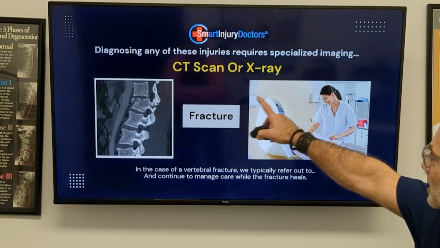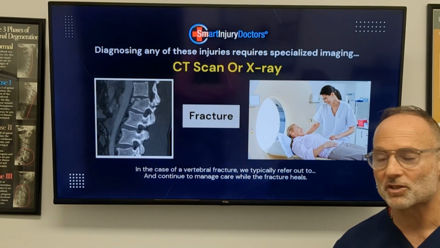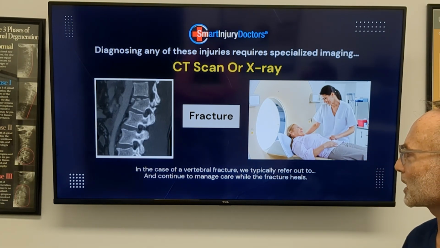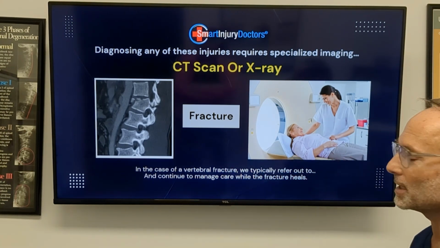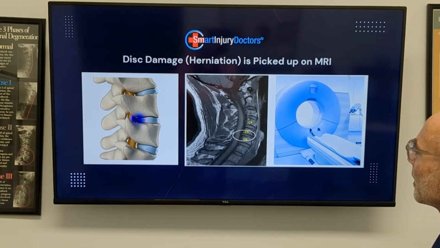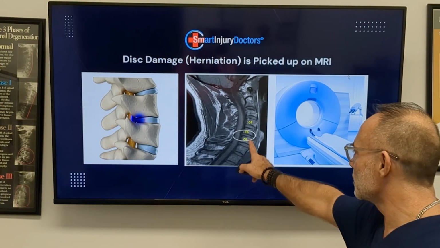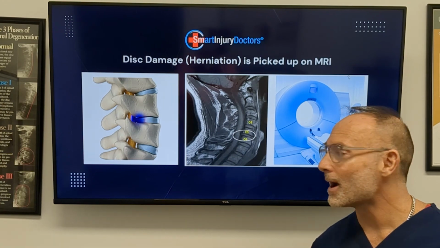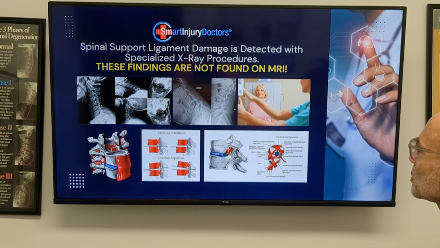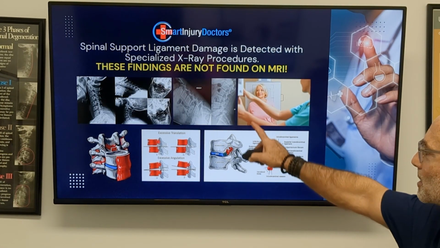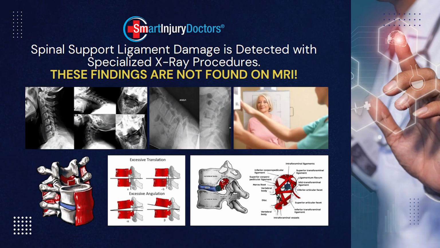Understand, diagnosing any of these injuries requires specialized imaging. Fracture, we're going to use a CT or an X-ray. All right. Herniated disc, we're going to use an MRI. Support ligament damage is detected by a specialized X-ray procedure. Most doctors have these in their office. We're going to do flexion extension X-rays.